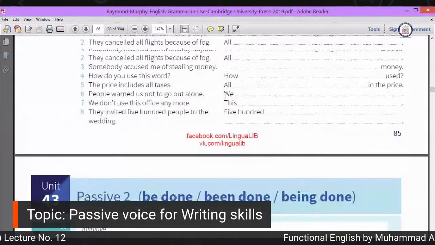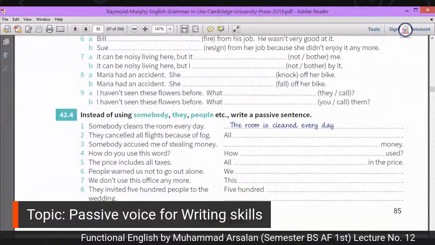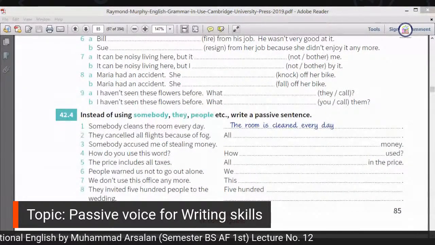Now, what are the limitations of passive voice? Not every sentence can be converted into passive. You need to remember this. Okay?